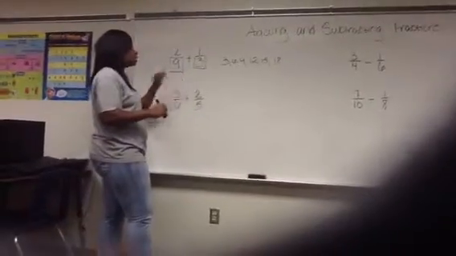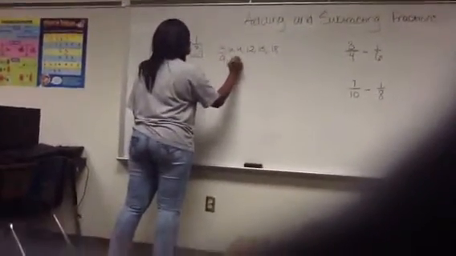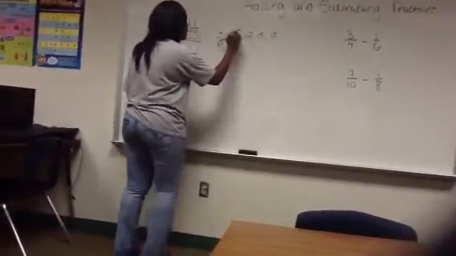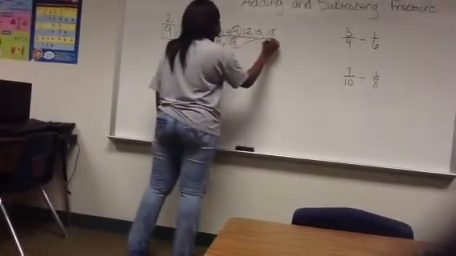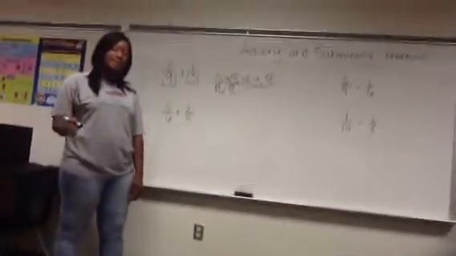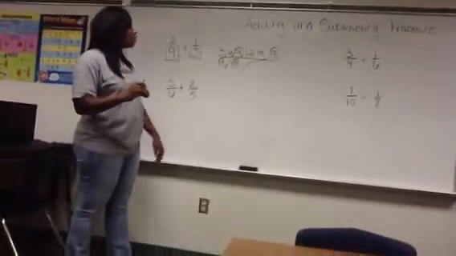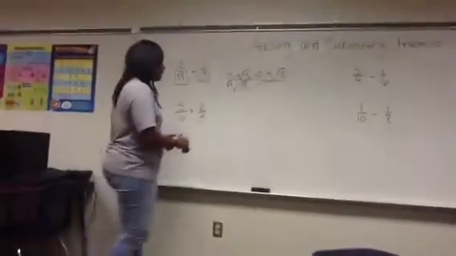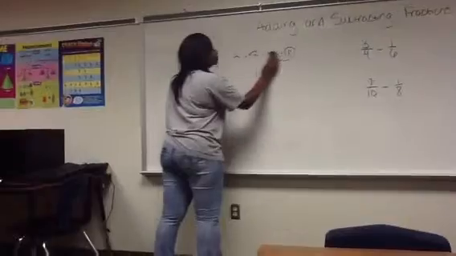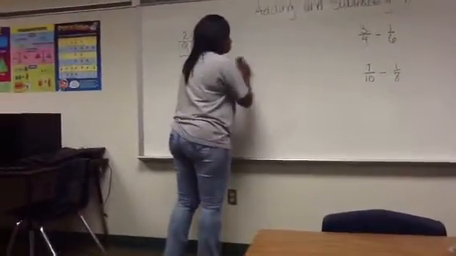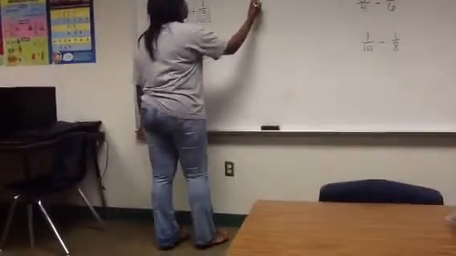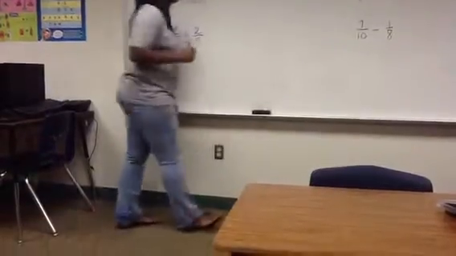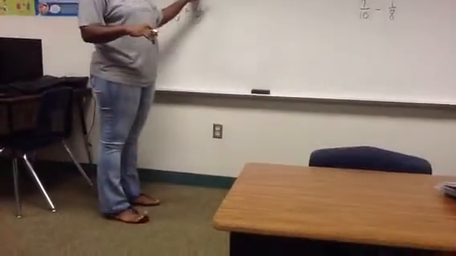Here are my multiples of 9. 9, 18, and I already see that they've got 9 in common. They also have 18 in common. But remember, I want the least common multiple. I want the smallest number they have in common. That would be 9. So now I know that my LCM, or my least common multiple, is 9. I'm going to write that right here. So that tells me that I want my denominator to be 9.